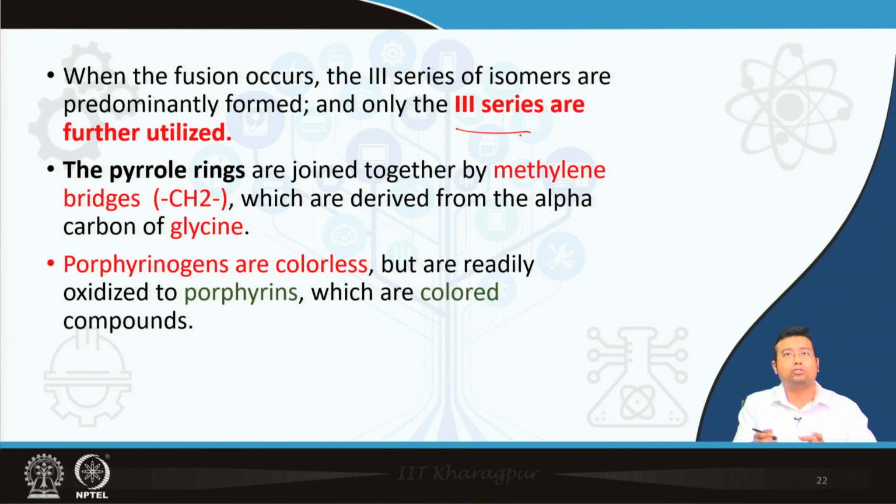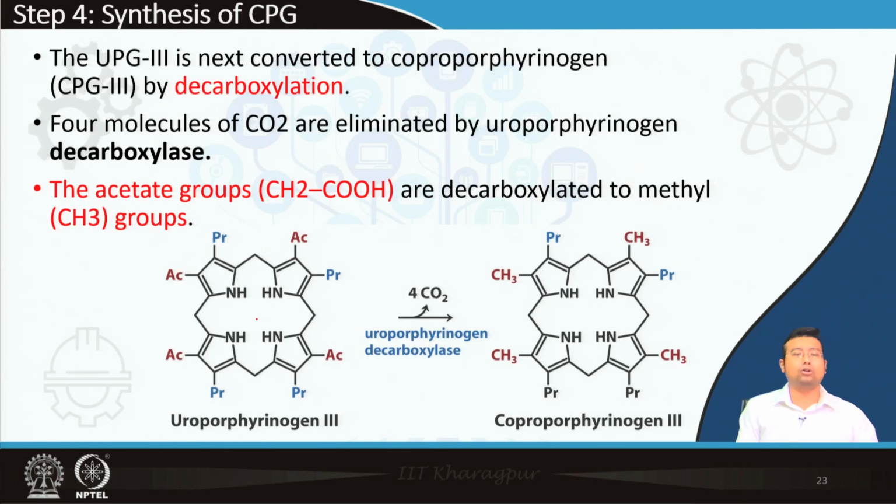Okay. The pyrrole rings will be joined by methylene bridges, which are derived from the glycine. And we should know that porphyrinogens are actually colorless. Still we are in porphyrinogen, these compounds are named porphyrinogen, but once they are oxidized, we will be reading very soon, they are known as porphyrins, which are colored compounds. Okay. So, in the next step what happens?